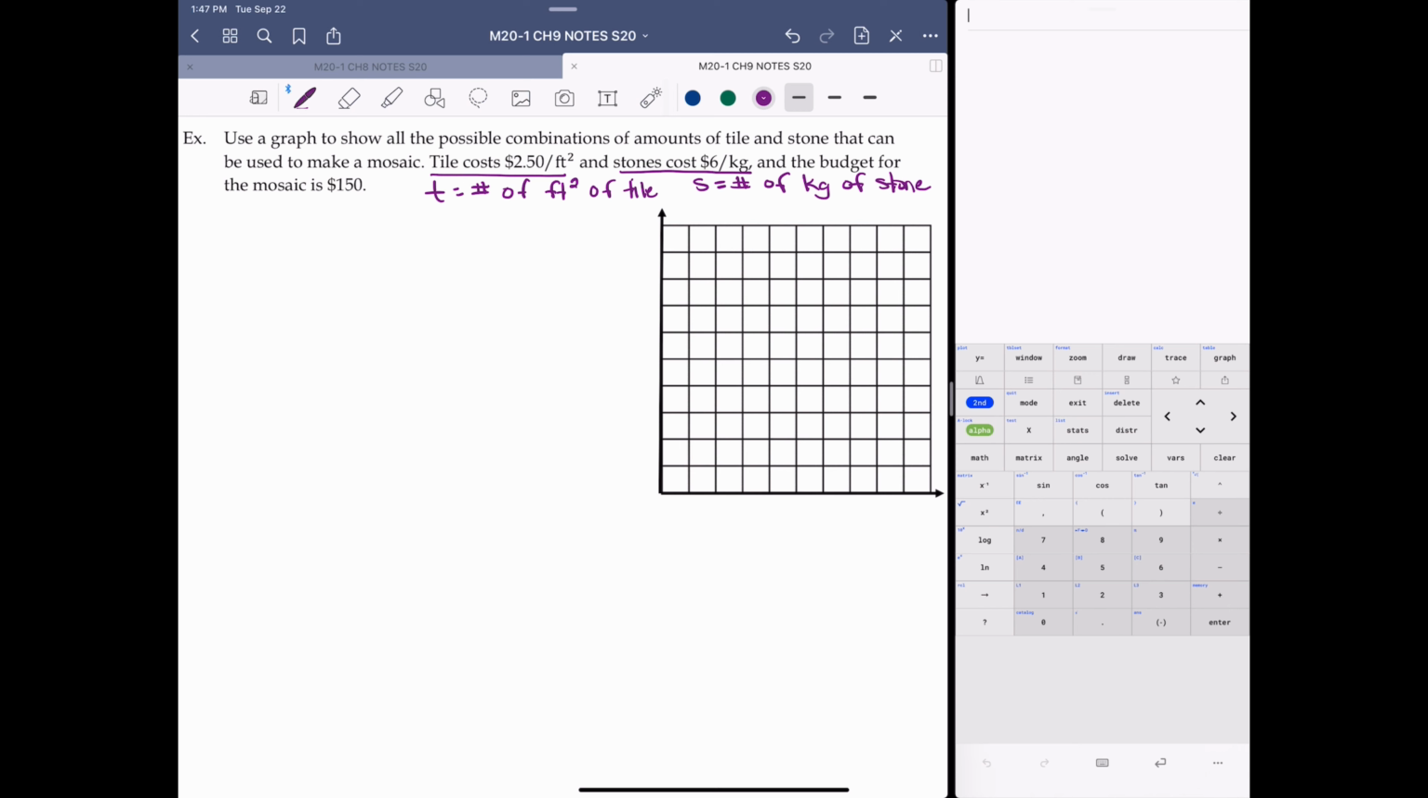We need to write an inequality. We know that our budget is $150. We can't go over budget. So our inequality has to be less than or equal to $150. The total cost of the tile would be $2.50 times the number of square feet of tile, which is T. The cost of stone would be $6 times the number of kilograms of stone, and that added together has to be less than or equal to $150.